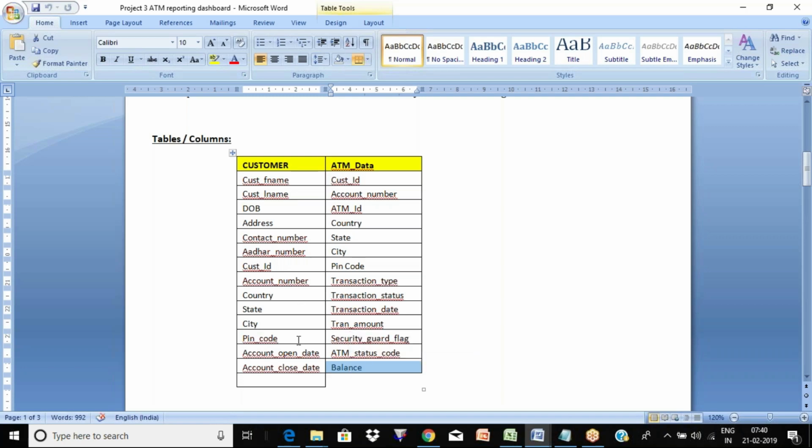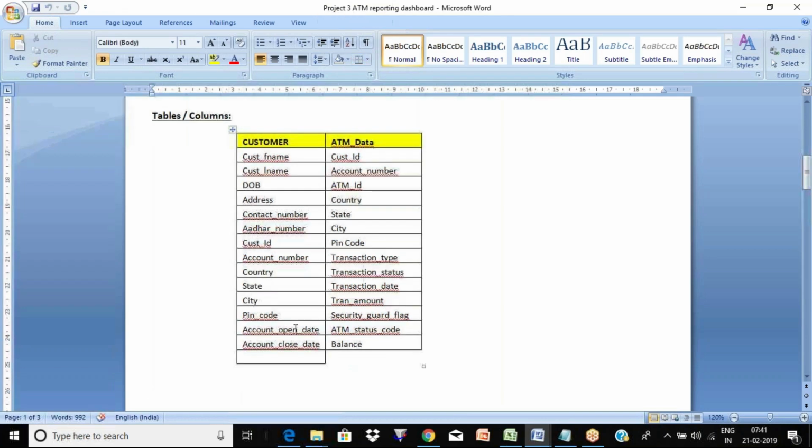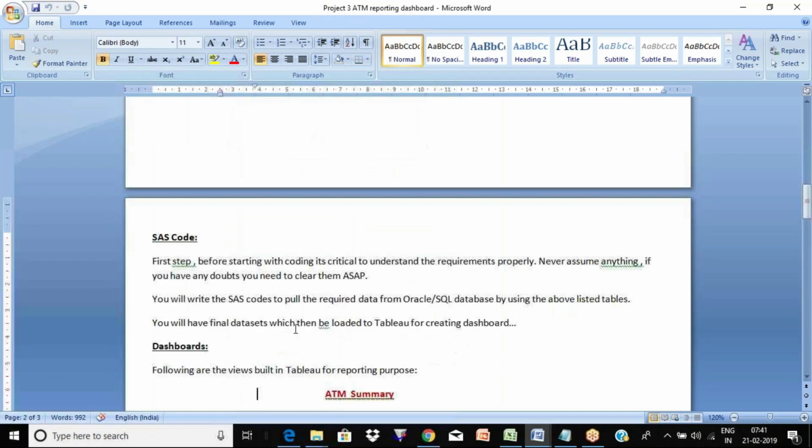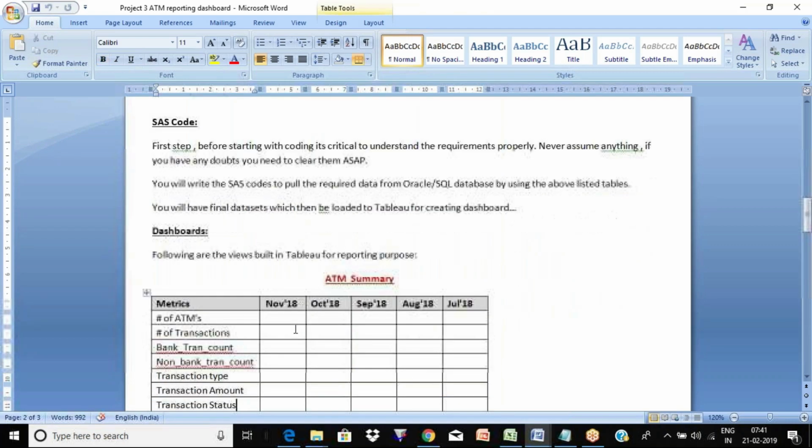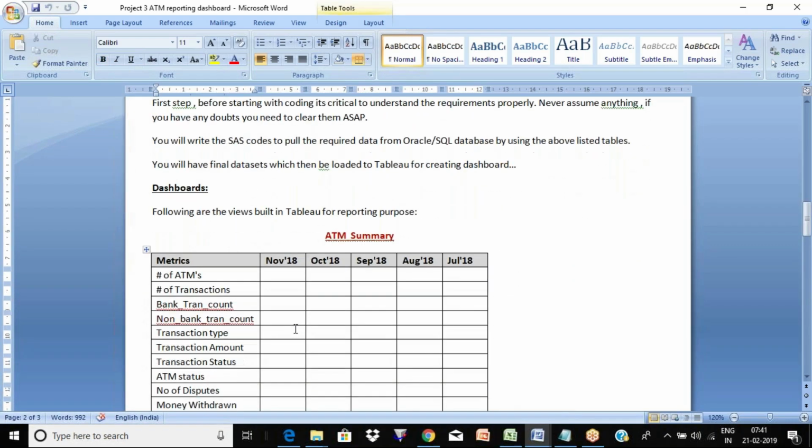Demographic information about the customer, if you want to find out, that is present in the customer data, like their contact number, the Aadhaar number, date of birth, address, PIN code, when did the account get opened, account open date, account close date. So basically, these are the two tables which are there here. You will write the SAS code to bring all that data together. So here, mostly, you would see it is like the number of ATMs.